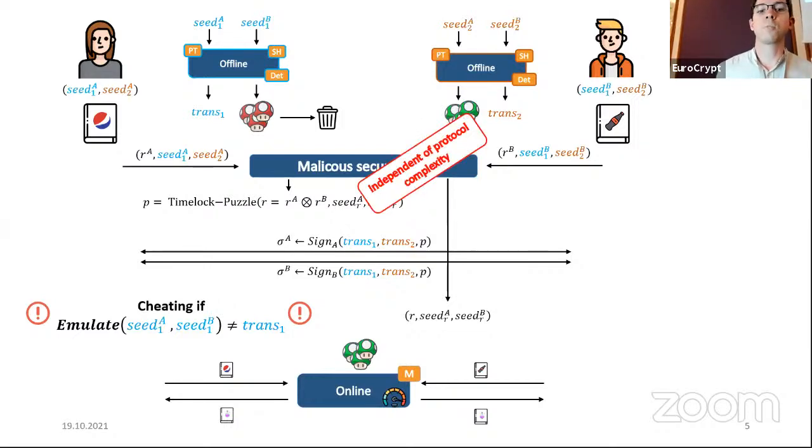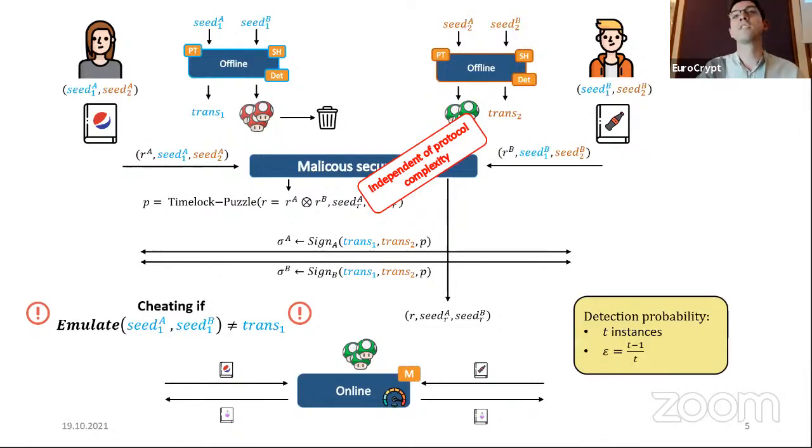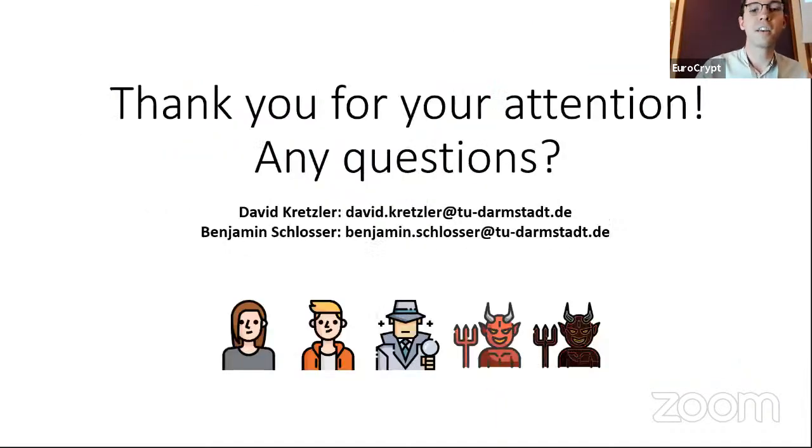The cool thing here is that the complexity of this malicious secure protocol is independent of the overall protocol, which means that it doesn't matter if parties generate like 10 or 10,000 pre-computations. This puzzle generation costs the same, which means that the cost of this puzzle generation amortizes over the complexity of the semi-honest instances. And if we have several instances, let's say T instances, then all but one of these instances can be opened, which means that the detection probability is T minus 1 divided by T, which was actually our goal, because we wanted to decouple the deterrence factor or the detection probability from the number of parties. This already concludes my talk, and thanks a lot for your attention.